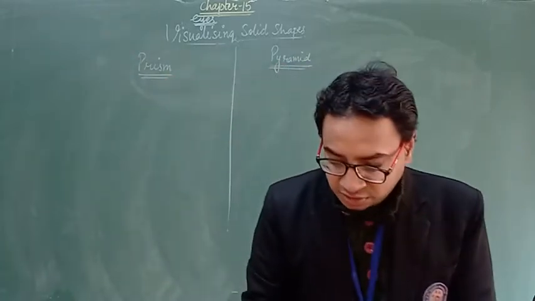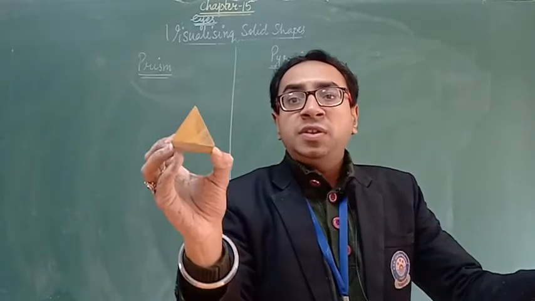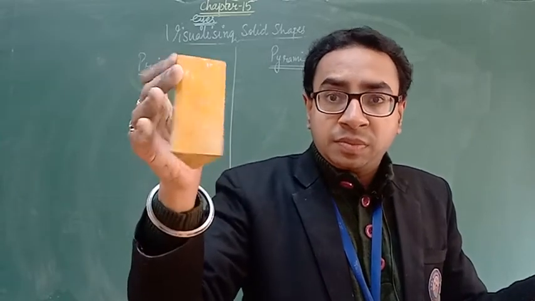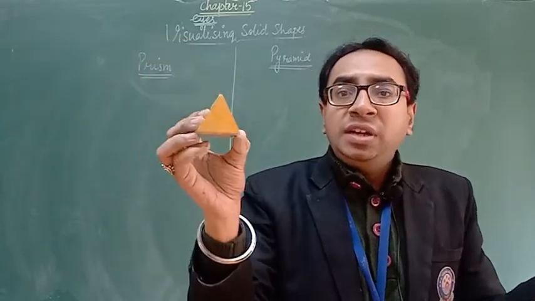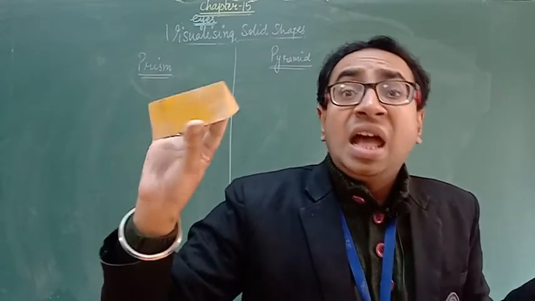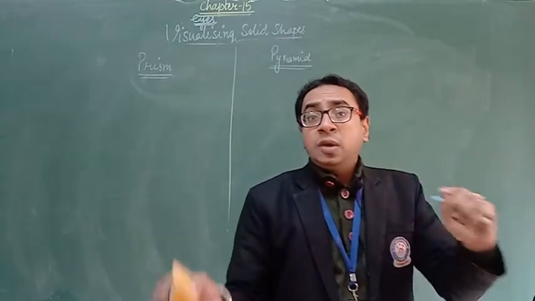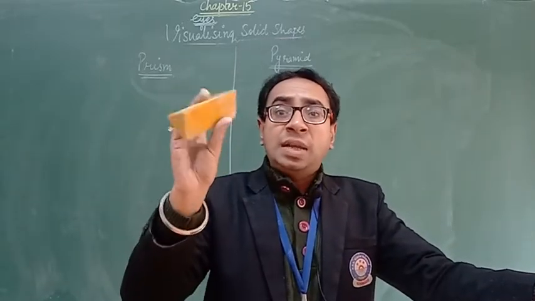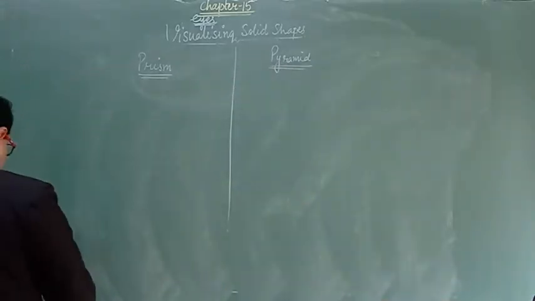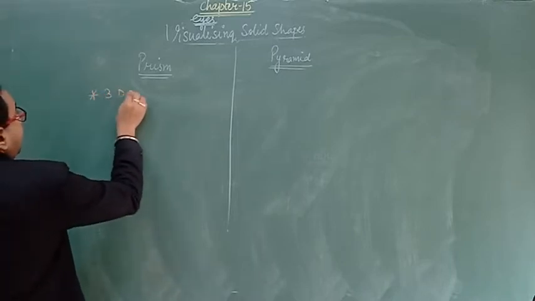Let's see what is prism first. Observe this figure. This figure is called prism. Yes or no? What do you identify? The front and the back face are identical and the rest of the faces are identical. If you observe clearly, the front and back are same and the rest of the faces are identical. So, how will I define this? I will define it as a 3D figure.